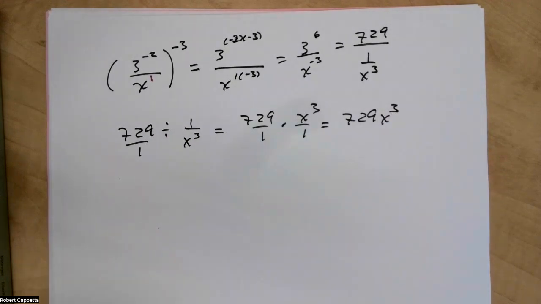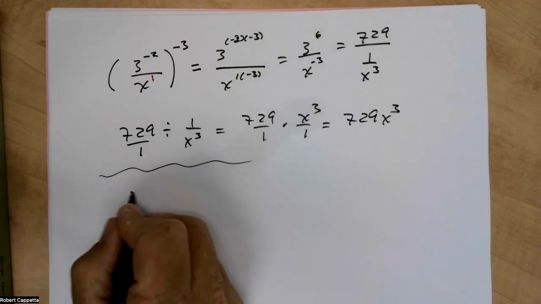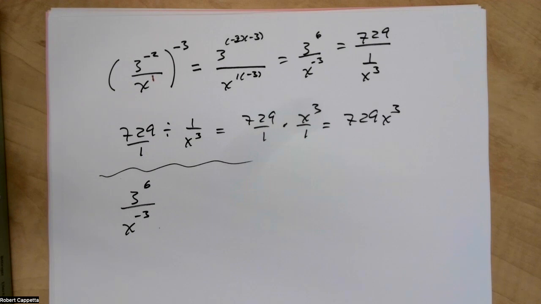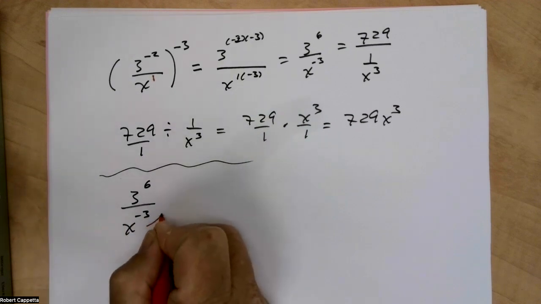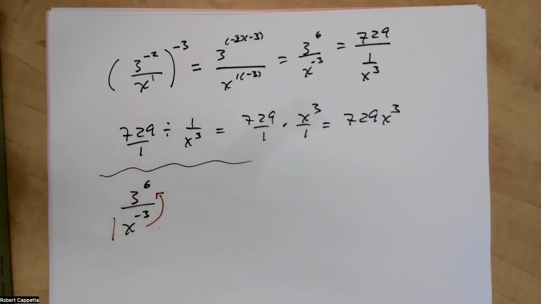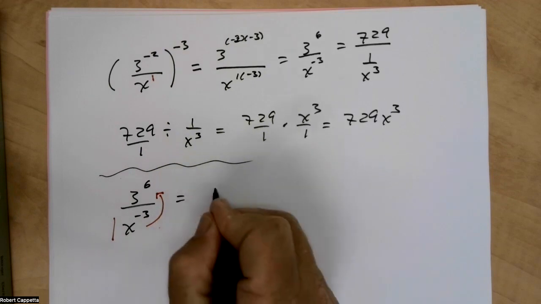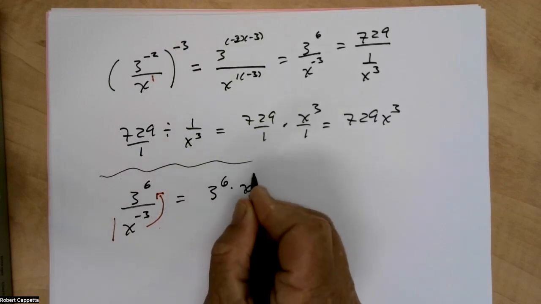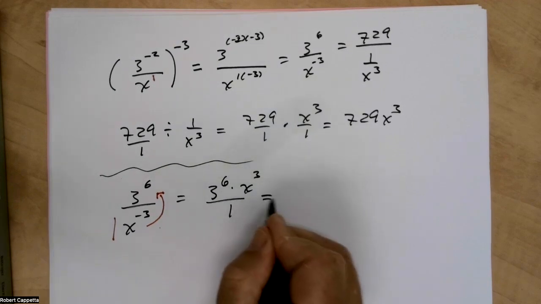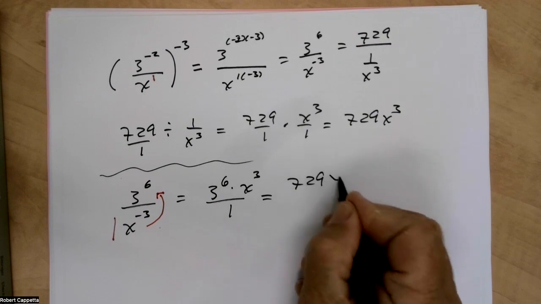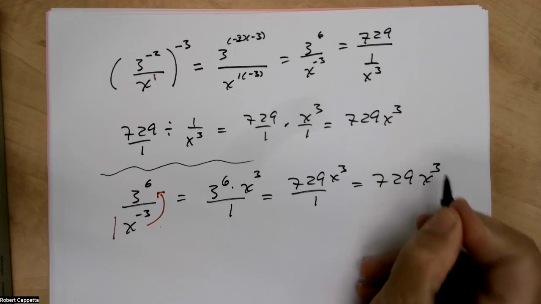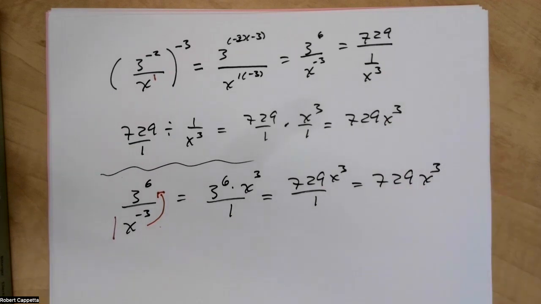But the other way we could have thought of that, when I get to this point, 3 to the 6th over x to the negative 3. If you have a negative exponent, you can move it either from downstairs up or upstairs down. What's left here is 1, of course, when I move it. So moving it upstairs, then I get 3 to the 6th times x to the third. Once it moves, the exponent is no longer negative, all over 1, which again gives me 729 x to the third over 1, which is 729 x to the third.